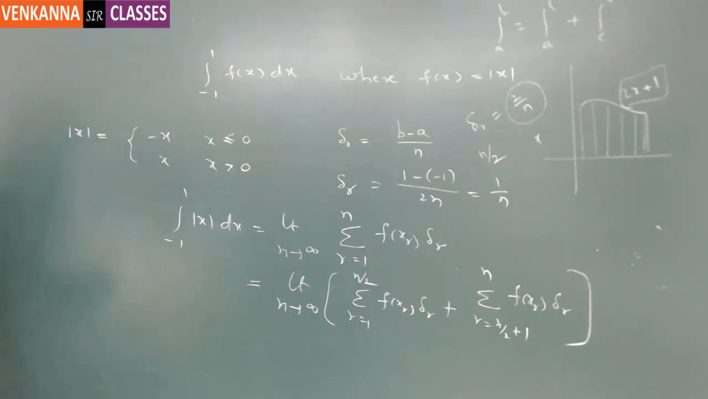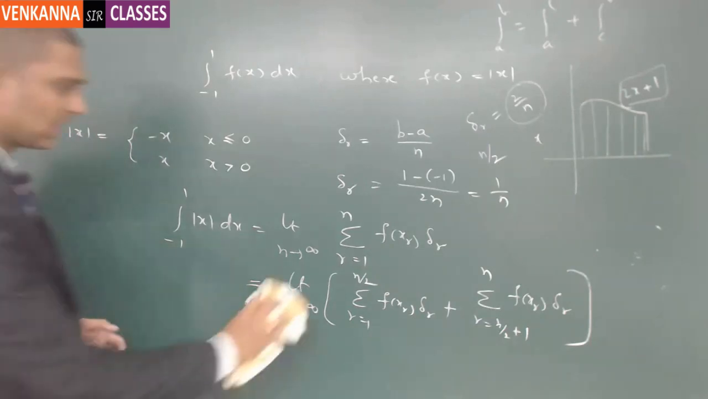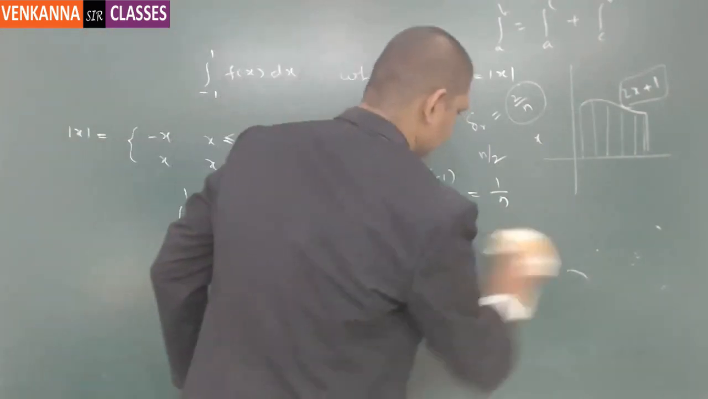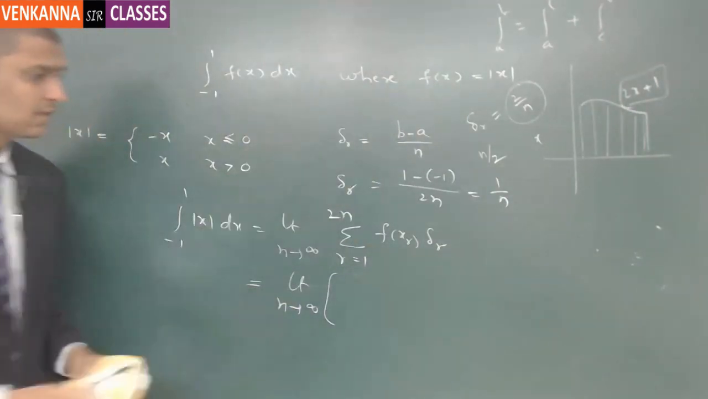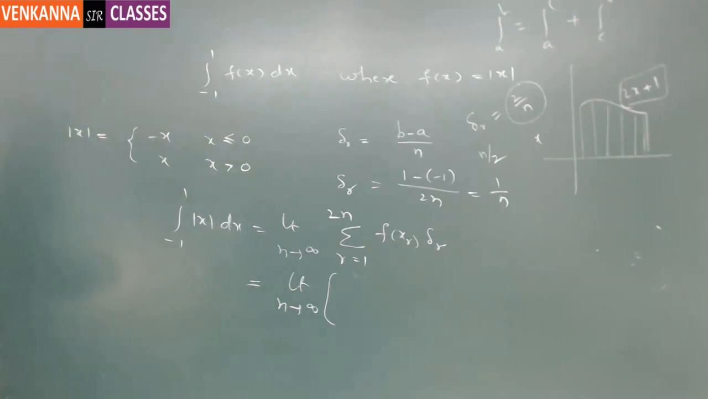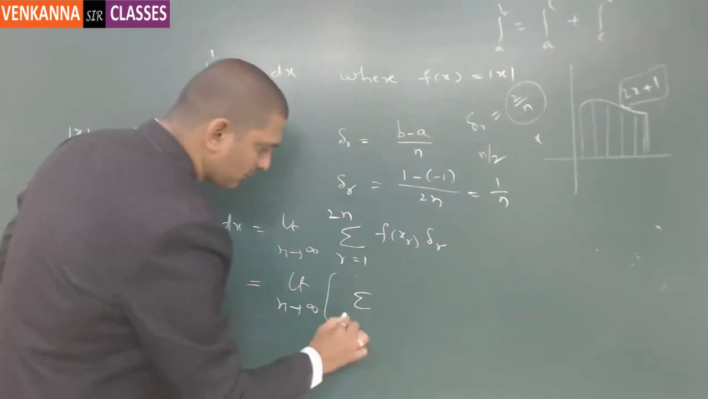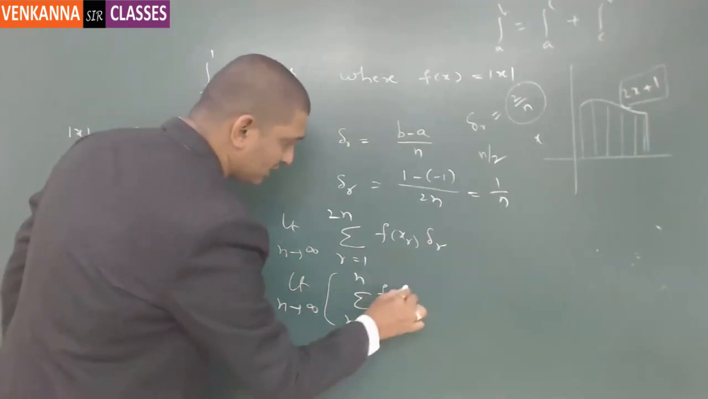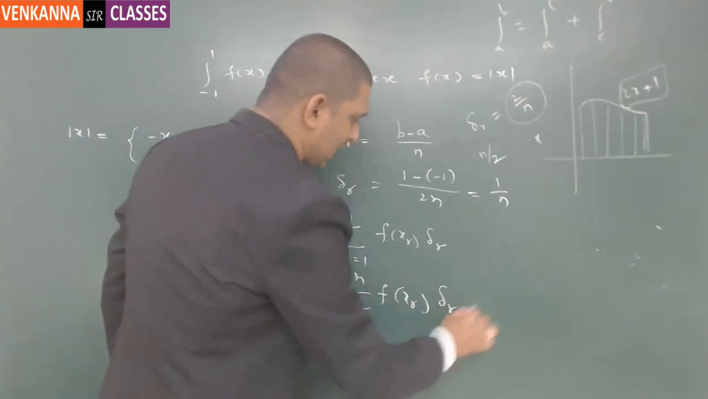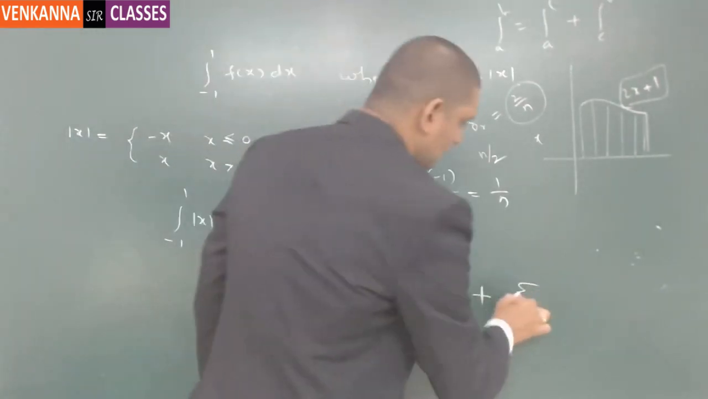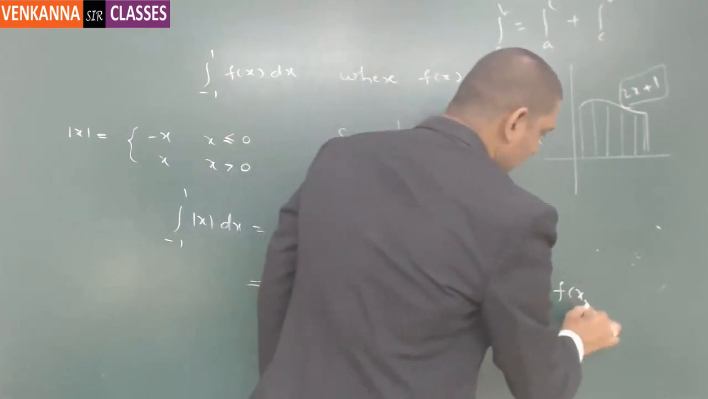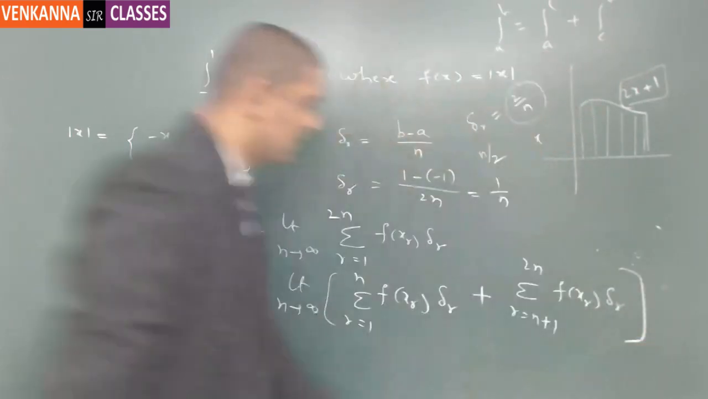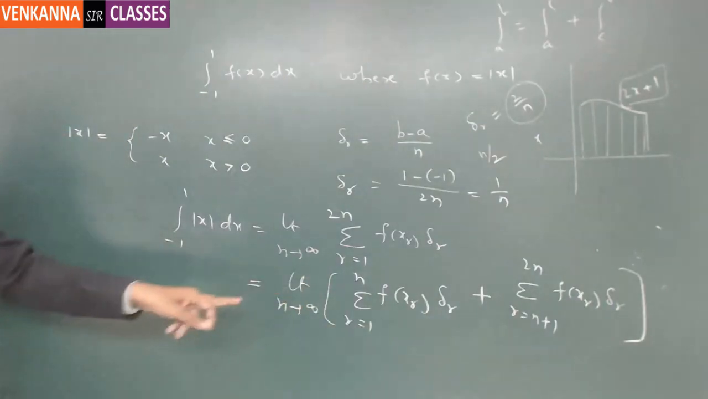Right. So, coming to this part, I have taken 2n segments. R is equal to 1 to 2n. So limit n tends to infinity summation r is equal to 1 to n f of xr into delta r plus summation r is equal to n plus 1 to 2n f of xr into delta r. In this way I have bifurcated.